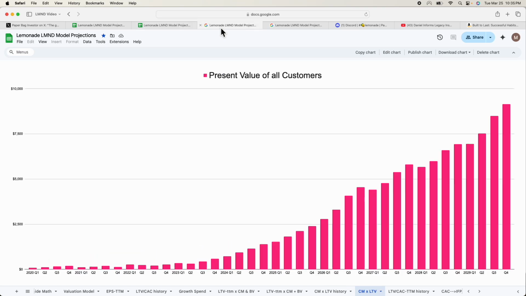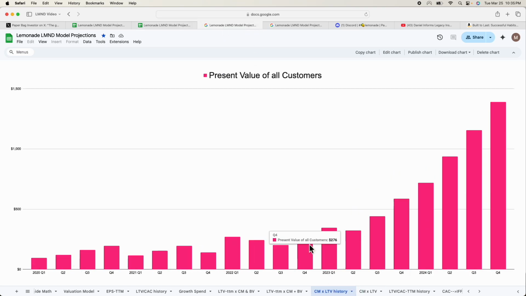Right here, this is the graph that we showed on X, where you can see the collective value of these customers. When I talked about this in the book value video, the collective value of these customers doesn't show up in your book value, but you could maybe argue for an adjusted book value metric. This is really going to skyrocket.